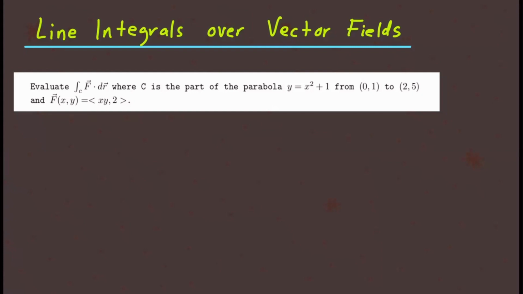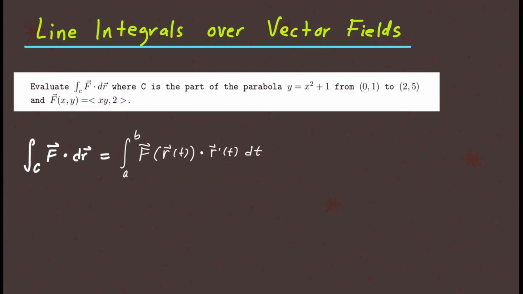So the formula that you want to remember is, if you have a line integral along a curve C of a field F dot dr, this is the same as writing the integral from a to b of the field evaluated at r of t, which is your parameterized curve C, dotted with the derivative r prime of t, and then we integrate with respect to t. So that's the formula we want to remember.